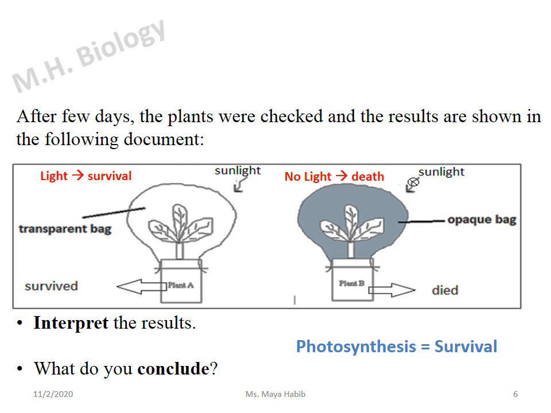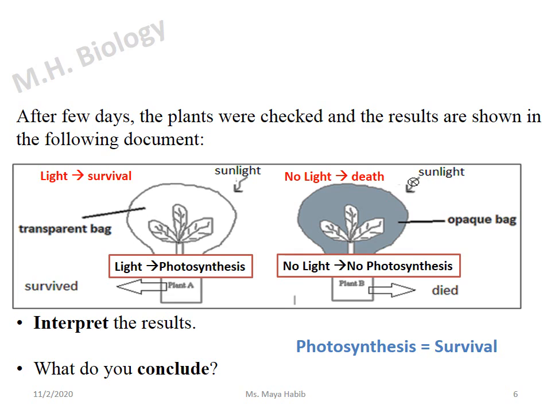So, in this case, plant A was able to undergo photosynthesis due to its exposure to light, while plant B could not undergo photosynthesis due to the absence of light. So, we were able to prove that light is an indispensable factor for photosynthesis.